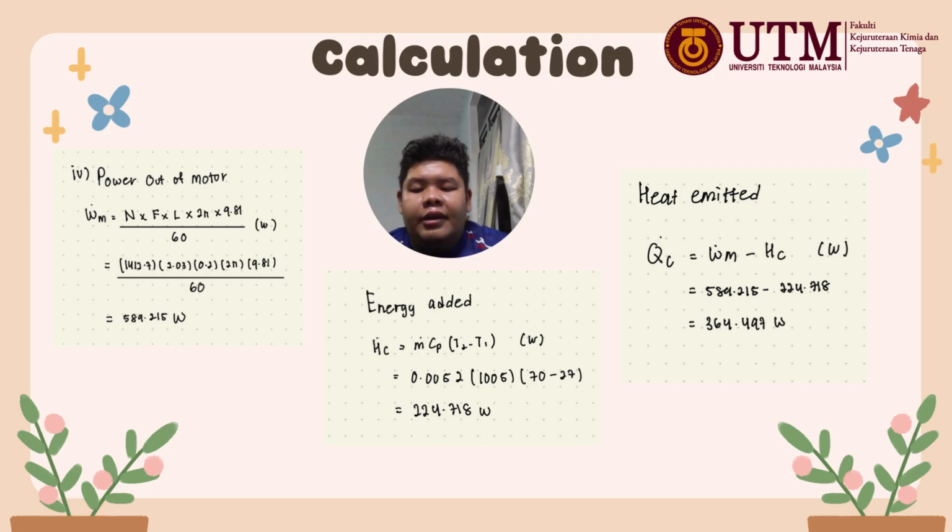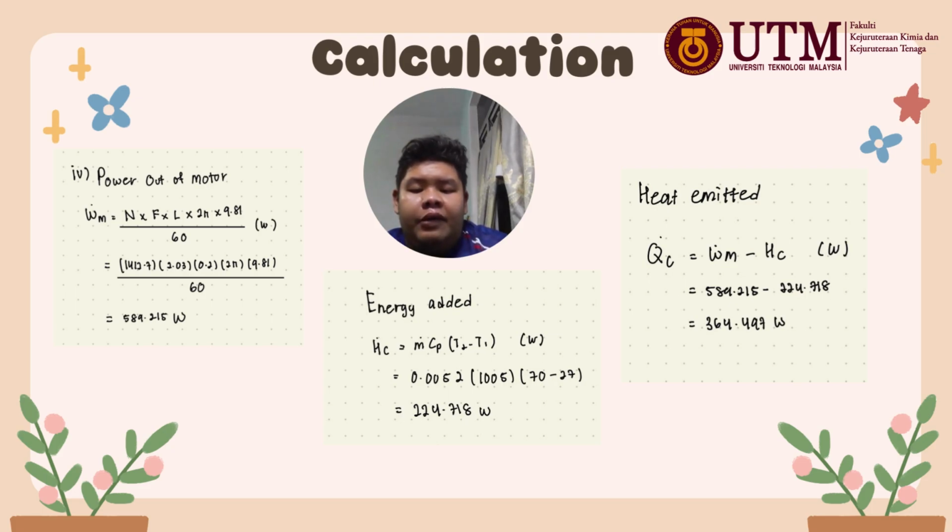Next, we can calculate the power out of the motor using the formula Wm equals motor speed times motor spring balance times length of torque arm times 2 pi times gravity 9.81 over 60. Then we get the answer, which is 589.215 watt.